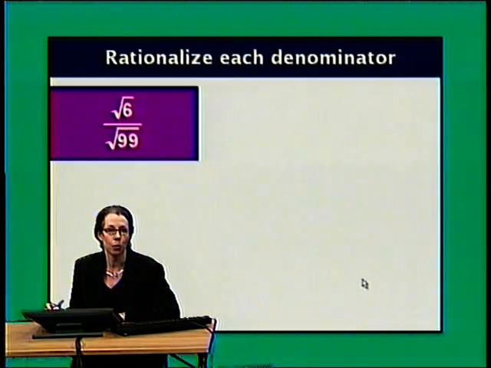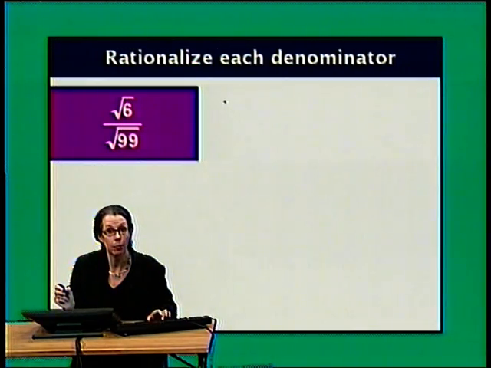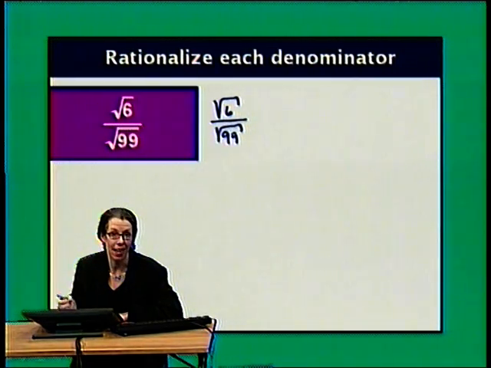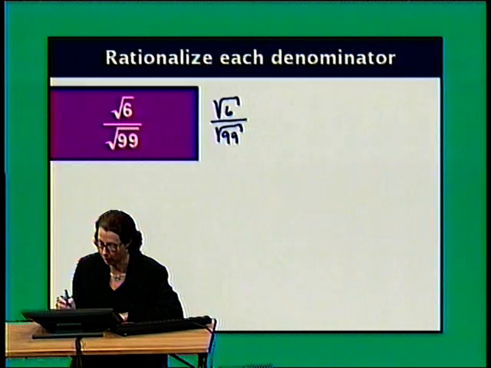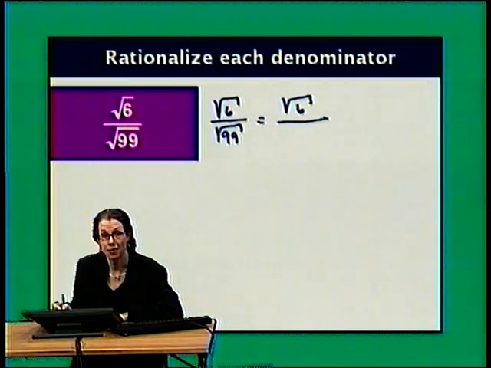So I have the square root of 6 over the square root of 99. The first way that I'm going to work this is I'm going to simplify both radicals first and then rationalize the denominator. So square root of 6, there's not much I can do with that. 99 does have a perfect square factor, 9.